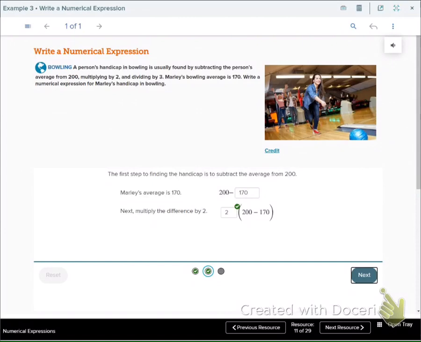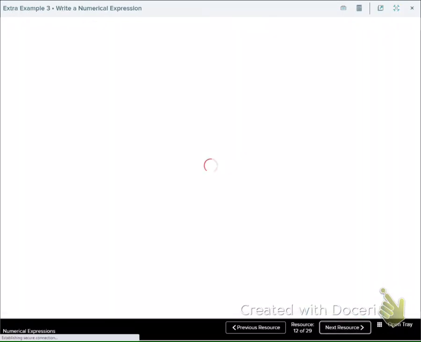We took the 200, we subtracted Marley's average, which was 170. Then next, we have to multiply that difference by 2. So we put the 2 outside of the parentheses, because that whole answer, that 200 minus 170, got multiplied by 2. Then next, we take that entire answer and divide the entire thing by 3. And that will give us our answer. So we do the parentheses first, then the multiplication, and then last of all comes the division to get our answer.